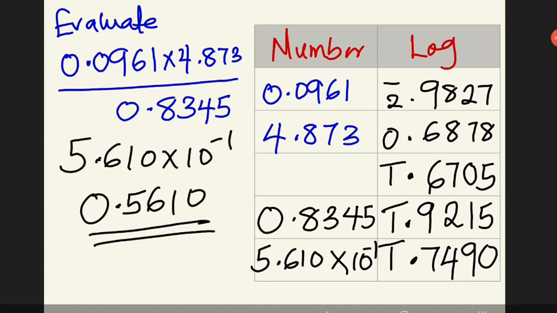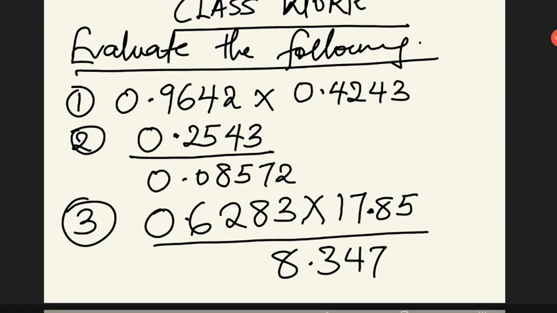Let's try to solve this classwork to know exactly if you really get what we are doing. So solve all. These are the classworks. Evaluate the following: Number 1, 0.9642 times 0.4243. Number 2, 0.2543 divided by 0.08572. Number 3, 0.6283 times 17.85 divided by 8.347.